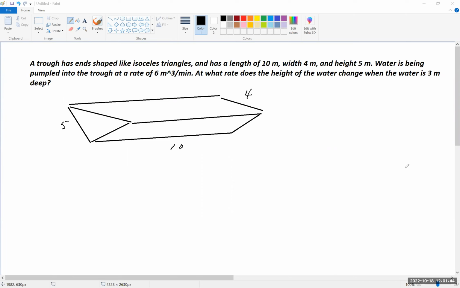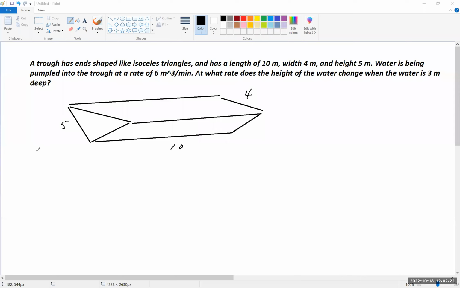It says water is being pumped into the trough at a rate of 6 meters cubed per minute. So water is being pumped into the trough. So that means that dV/dt is 6. The volume of the trough is changing at that rate.